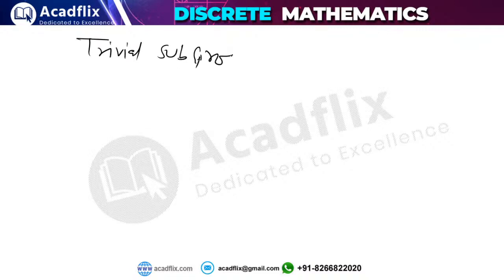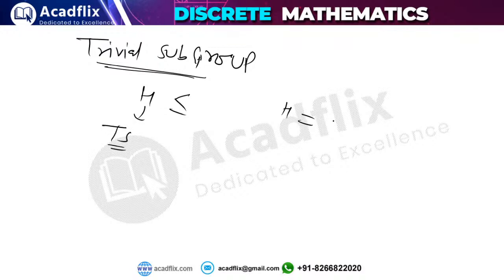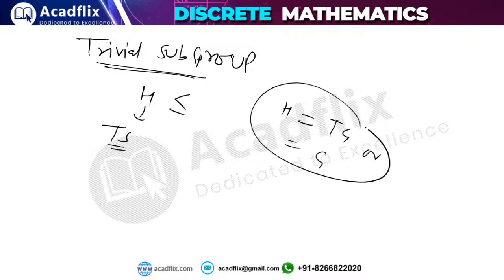What is the trivial subgroup? Remember, I am not saying trivial group, I am saying trivial subgroup. H is a trivial subgroup if H is either equal to the trivial group or H is equal to G. So this is called trivial.